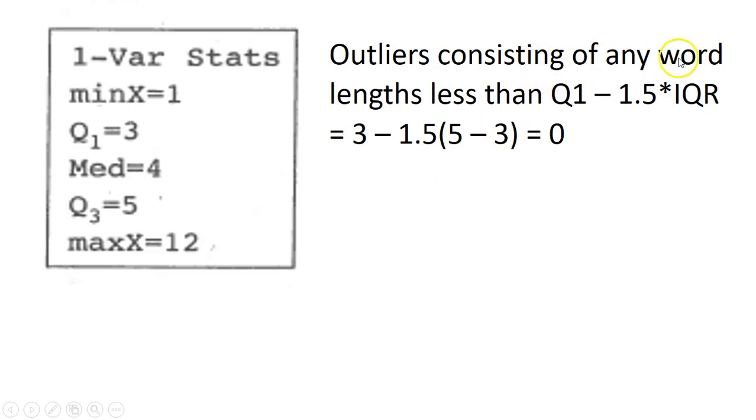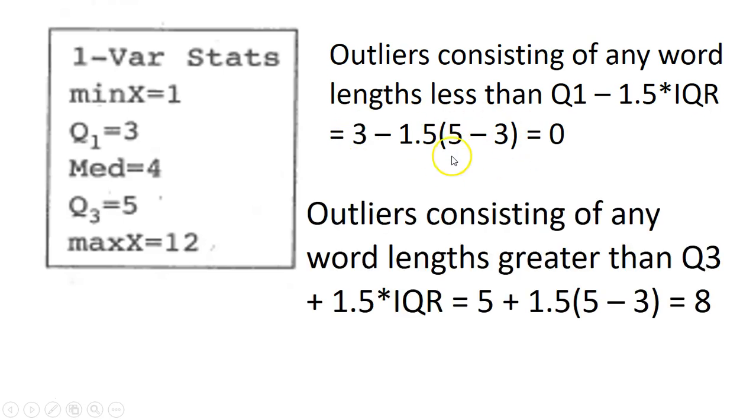Outliers consist of any word lengths less than... I find that quartile range. Well, the quartile range is basically 2. 1.5 times that is 3. So basically, if I take what quartile 1 is and subtract that, I get 0. What that basically means is that 0 is the low. Anything outside of 0, well, you're not going to have negative length words, so don't worry about it that way.